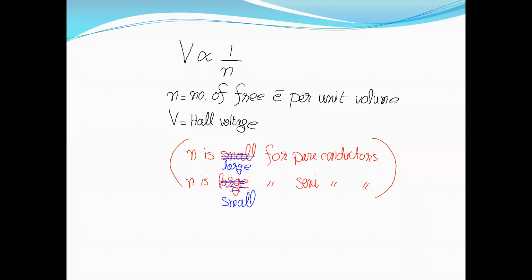Capital V is inversely proportional to N. What is capital V? Hall PD. Hall PD is inversely proportional to the number of free electrons per unit volume. So if N is large, for a pure conductor, Hall voltage will be less. That is why the Hall effect is more prominent in semiconductors.